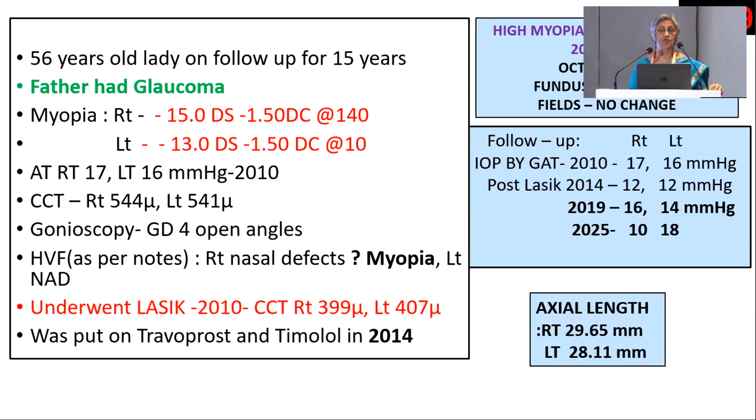A 56-year-old lady, we get lots of them, who are very high myopes. Now, in 2010, she was found to have approximately 16.5 in the right eye, and in the left eye, 14.5. Her pressures were normal, CCT was normal, gonioscopy had open angles, and she underwent LASIK. And then, of course, her corneal thickness decreased. She was put on latanoprost in 2014. So this patient is a case of high myopia, follow-up from 2010 to 2025.